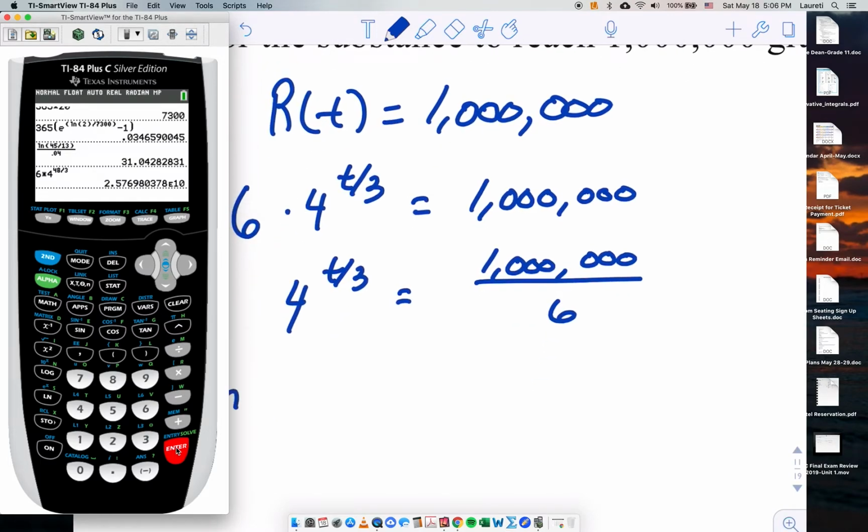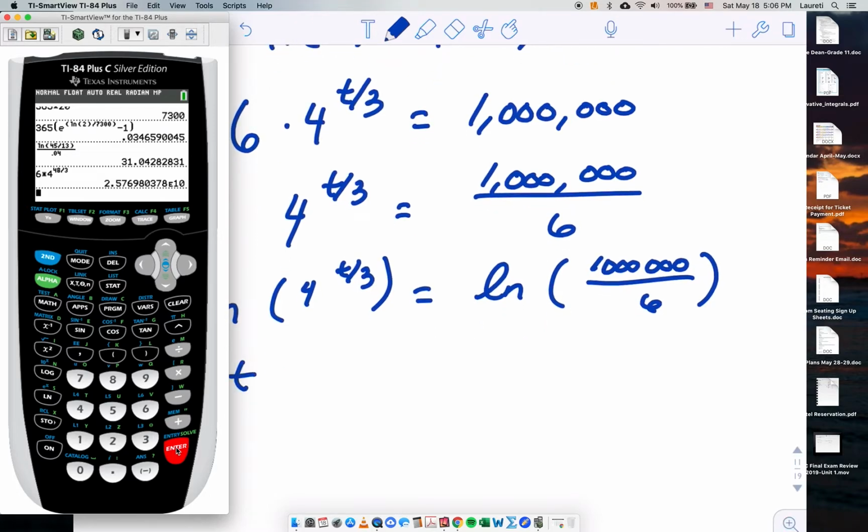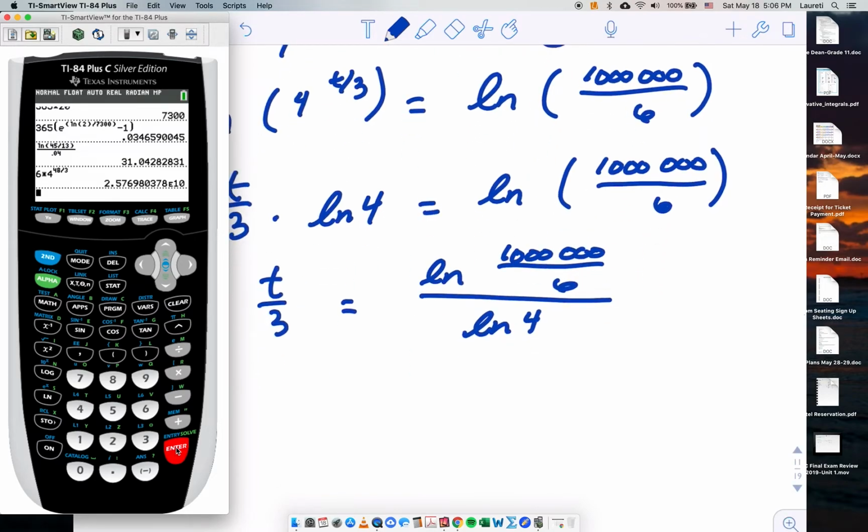Now I take the natural log of 4 to the T over 3 equals the natural log of 1 million over 6, which is then T over 3 times the natural log of 4. I'm going to divide by the natural log of 4. And then multiply by 3.